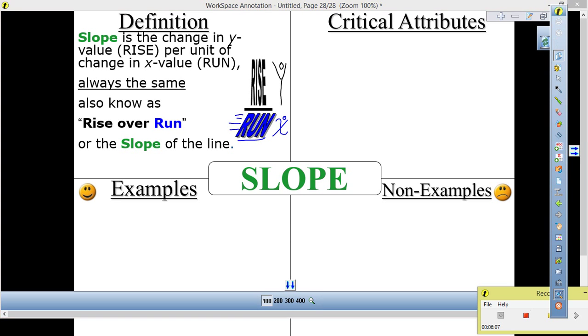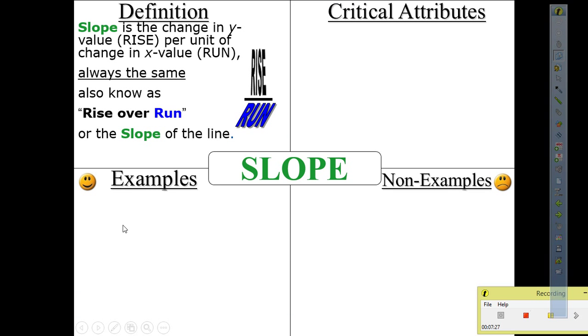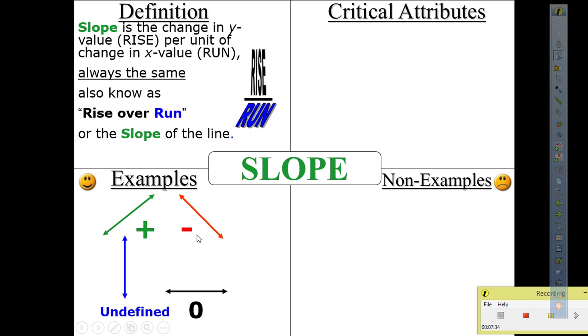So watch. Let me show you the different types of slopes represented in a line. So watch. This is a positive slope represented with this line. Negative slope represented with that line. Undefined and zero. Copy those.